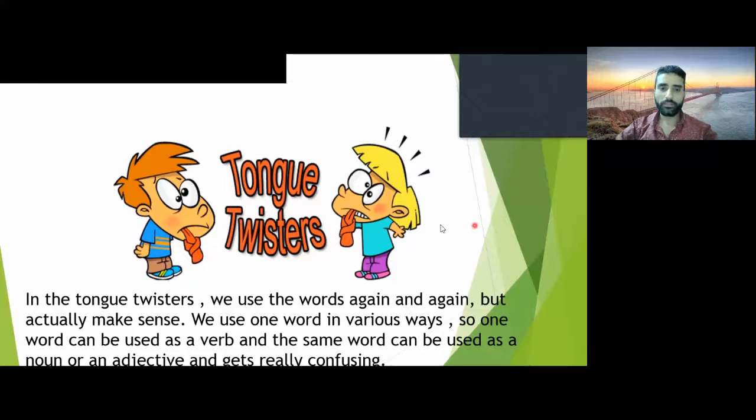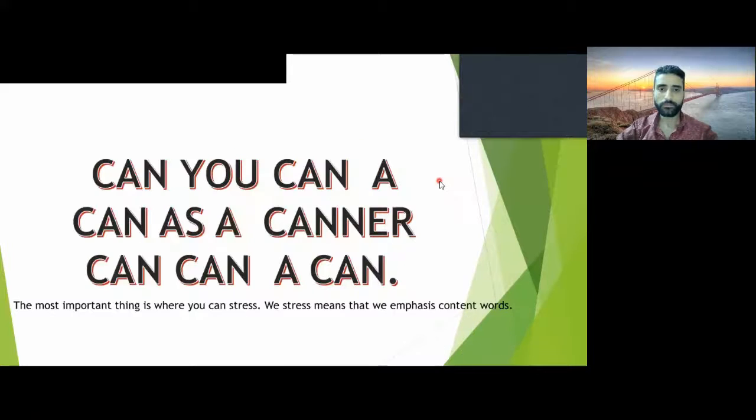Now we have another activity. It's tongue twisters. In the tongue twisters, we use the words again and again, but they actually make sense. We use one word in various ways. So one word can be used as a verb, and the same word can be used as a noun or an adjective, and it gets really confusing. So let's say it together.